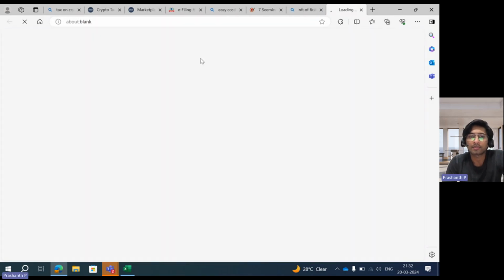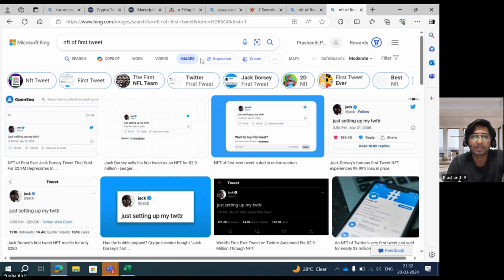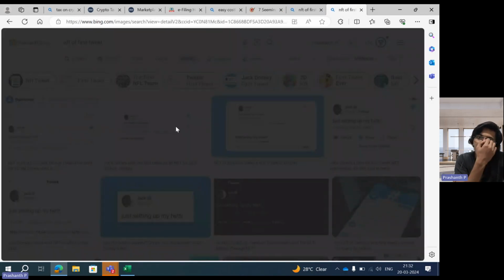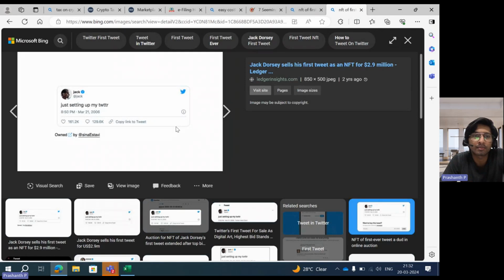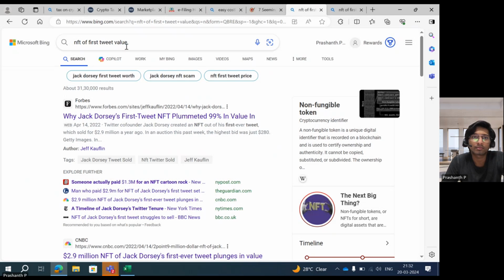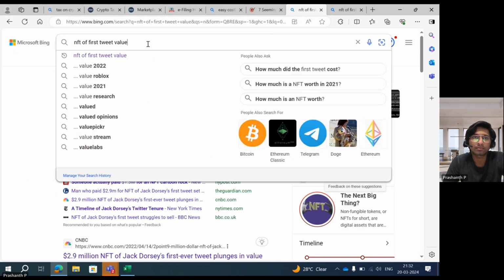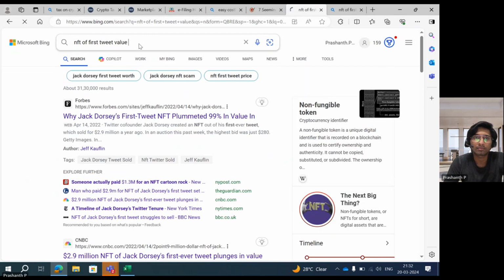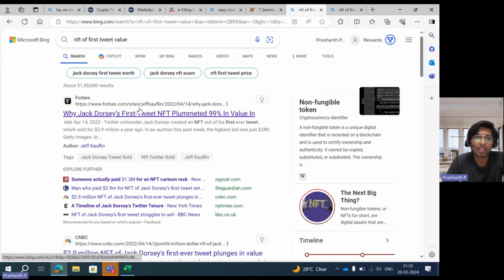I'll show you the images. Yeah. So this was the first tweet which someone did by Jack. This is a virtual digital asset. This NFT was sold for a very huge amount. Let's see the value, how much it was sold. Yeah, 2.9 million a year ago. I don't know how it creates value.